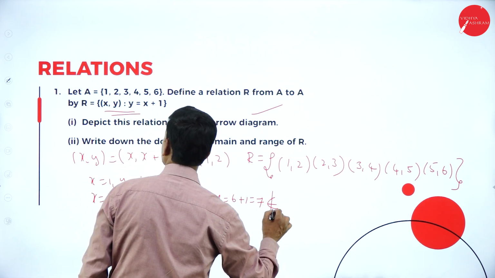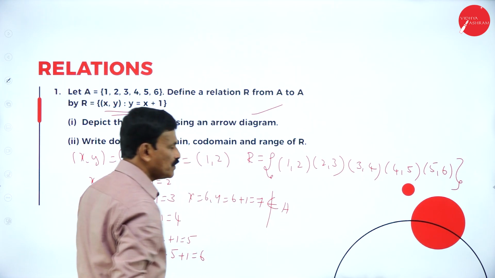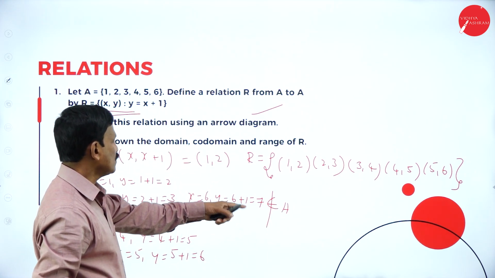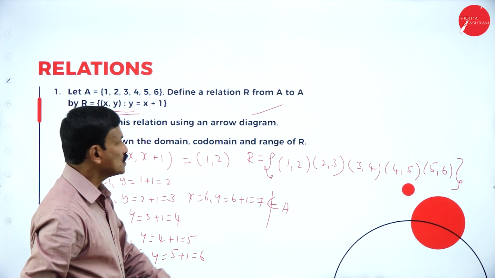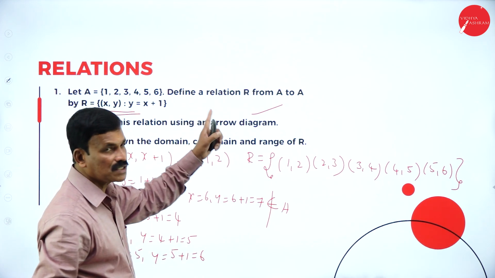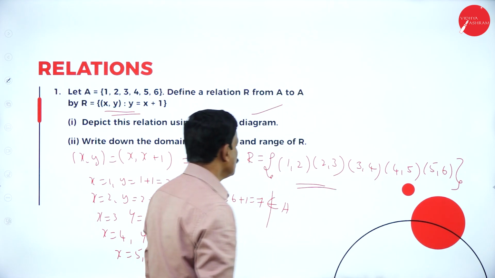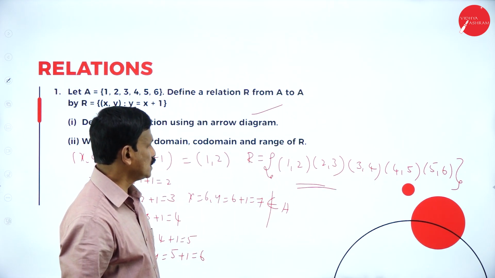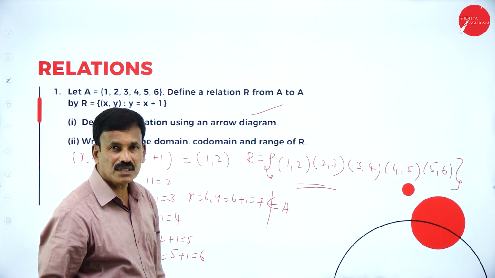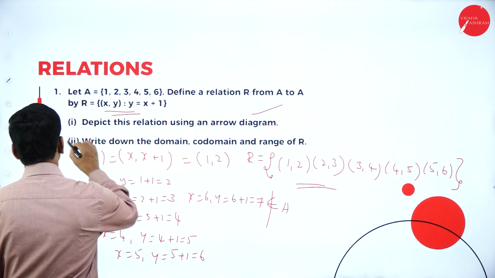Whereas when x is equal to 6, y is equal to 6 plus 1, 7. This does not belong to the given set A. So we cannot take 7 because 7 does not belong to A. Therefore, because the relation is from A to A, the relation R is equal to {(1, 2), (2, 3), (3, 4), (4, 5) and (5, 6)}. The first part.